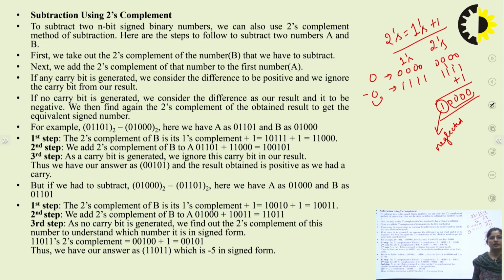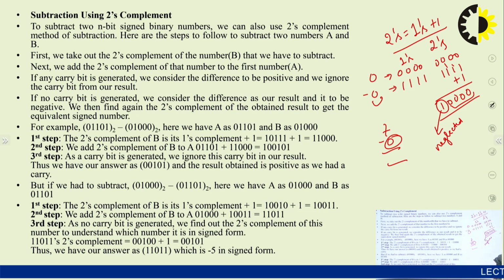Whenever we see that A minus B is given, we will directly take the 2's complement of B. Why will we prefer 2's complement? I have already explained, because in the number system we don't have minus 0. But if we want to represent minus 0, say 7 minus 0, we will get the 2's complement of 0 first, then add that to 7.